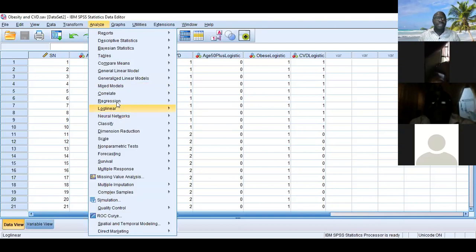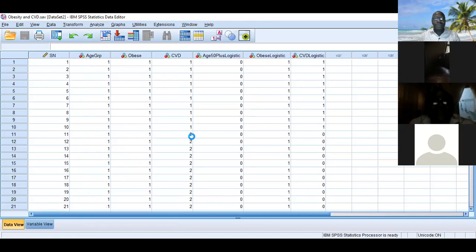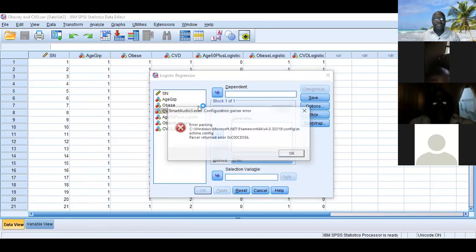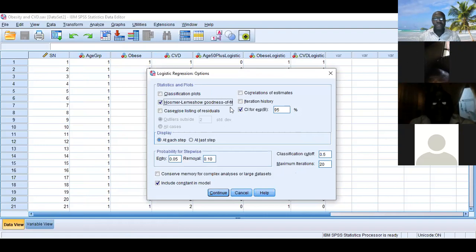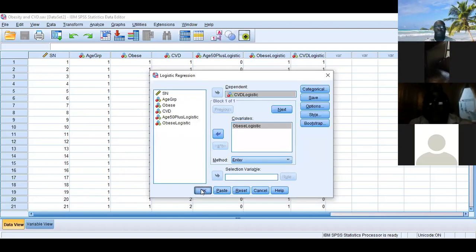So let me quickly run what we did yesterday. Binary logistic. The output is CVD. Logistic, obesity as covariate, and under the option I put the confidence interval at 95. That's all. The classification cut-off means that the output is either 1 or 0. If the probability of having the output is above 0.5, 50%, it classifies as 1. Once it's below 50%, it classifies as 0. Now, let's just run it.